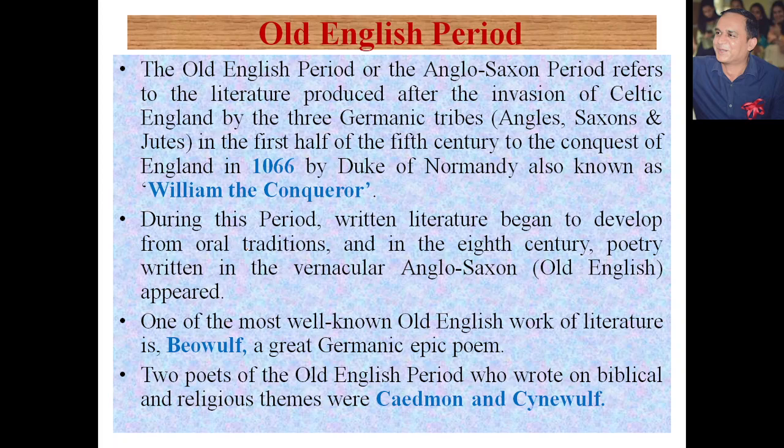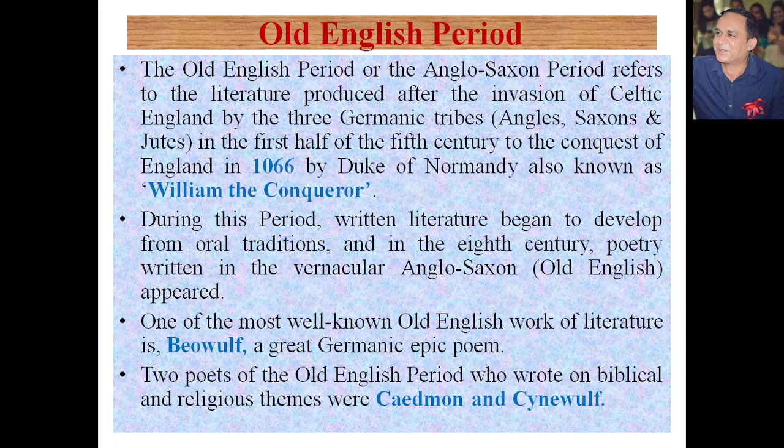So they came in the first half of the 5th century, or they settled there, and they pushed these original Celtic inhabitants to the boundaries or to the border. And slowly, England became England. So this is how the name came from the Angles, right?